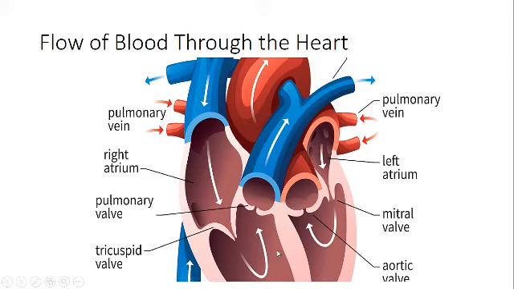Once there's a closure of your AV valves, pressure built inside the ventricles allows the ventricles to contract forcefully to push blood out into the systemic circulation and the pulmonary circulation. Now, when the ventricles contract at that point to push blood into the systemic and pulmonary circulation at the same time, that part is called the systole.